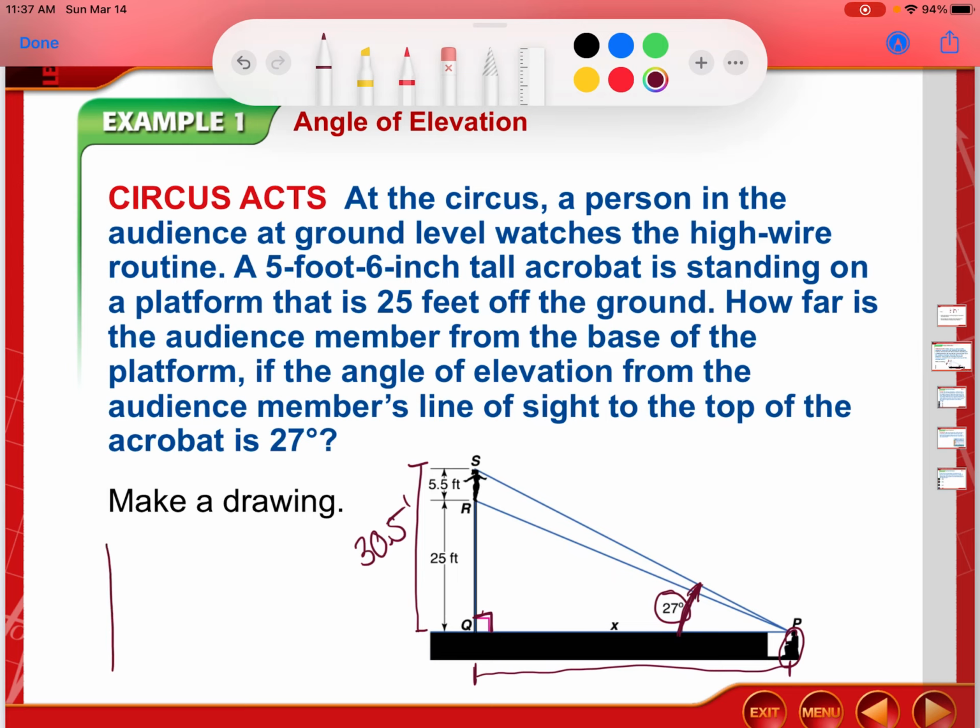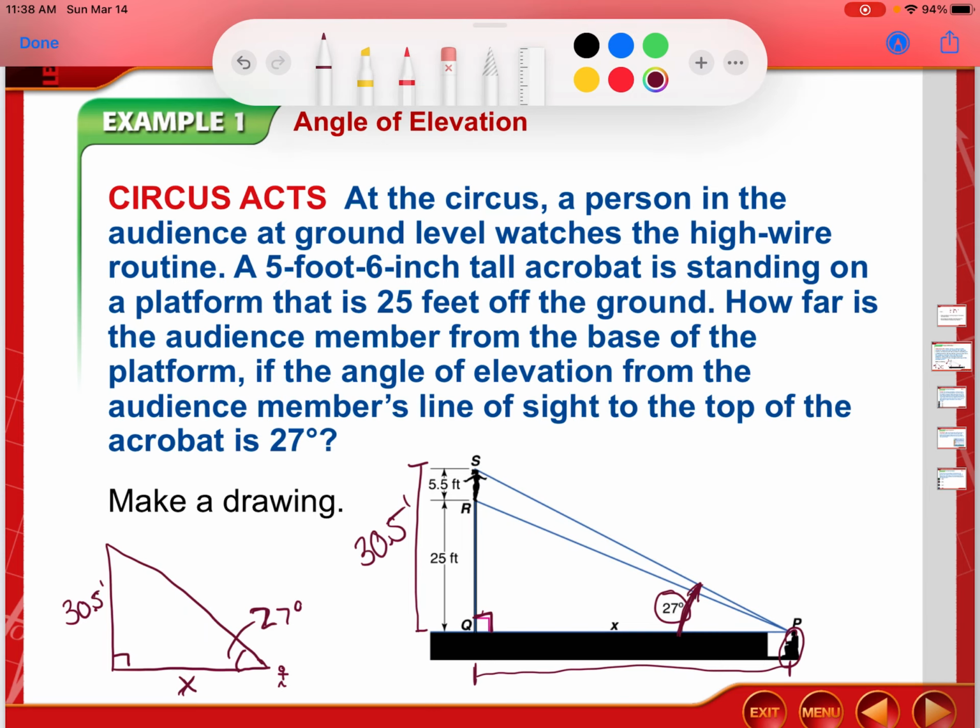So if we wanted to generalize this into a very simple drawing, I could draw a right triangle with my audience member here. Yay, happiness, acrobatics. 30.5 feet, 27 degrees, and then 90 degrees. And we're trying to find our unknown, which is this side of the triangle.